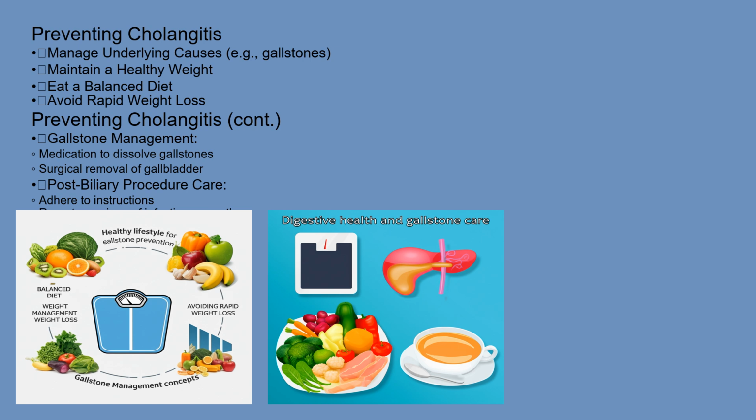Preventing cholangitis largely depends on managing the underlying causes, such as gallstones. Maintaining a healthy weight, eating a balanced diet, and avoiding rapid weight loss can help prevent the formation of gallstones. If you have gallstones, your doctor may recommend medication to dissolve them or surgical removal of the gallbladder. In patients who have undergone biliary procedures, adhering to post-procedure instructions and reporting any signs of infection promptly is crucial.